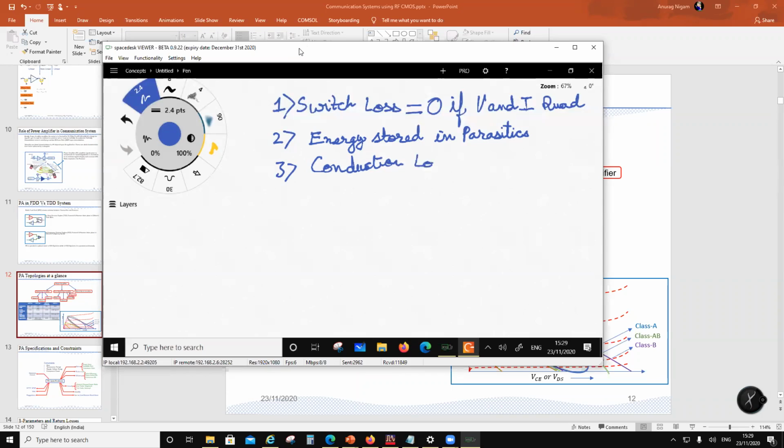Or conductor losses, I would say, not conduction losses. Conductor losses due to resistance. And then the fourth one will be radiation losses.